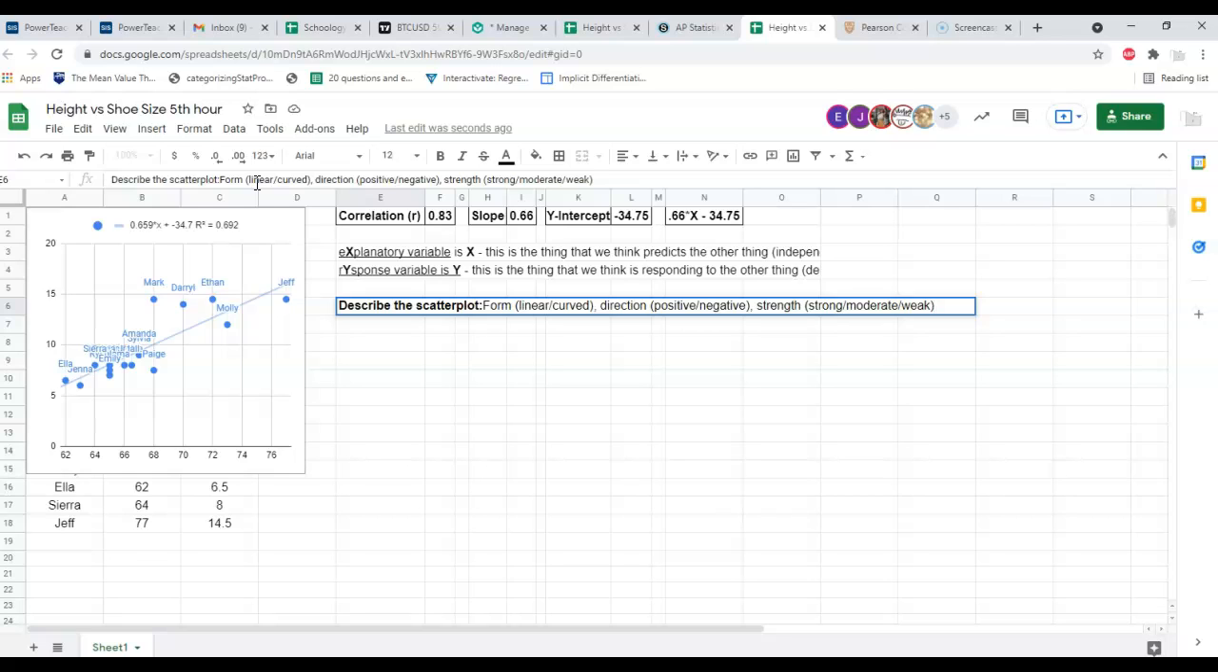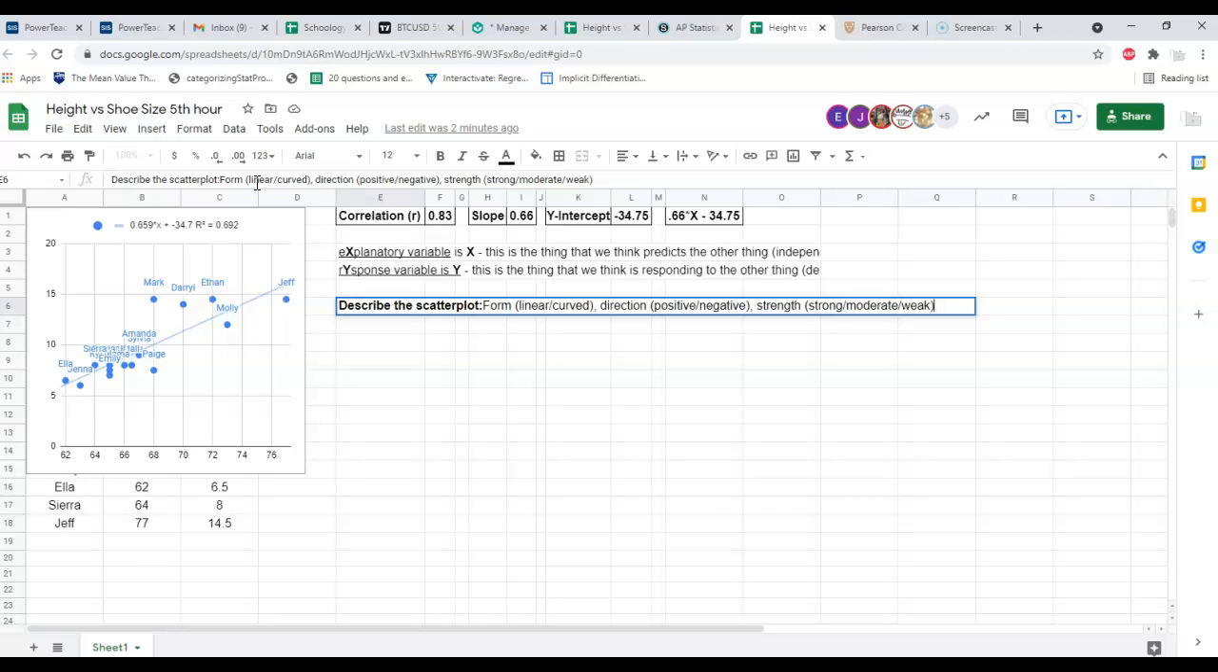The same thing here. You mean my biceps? Yeah. So if it's 0.25, you could say weak or moderately weak. So yeah, our correlation here is 0.83, so I would say strong for that one.